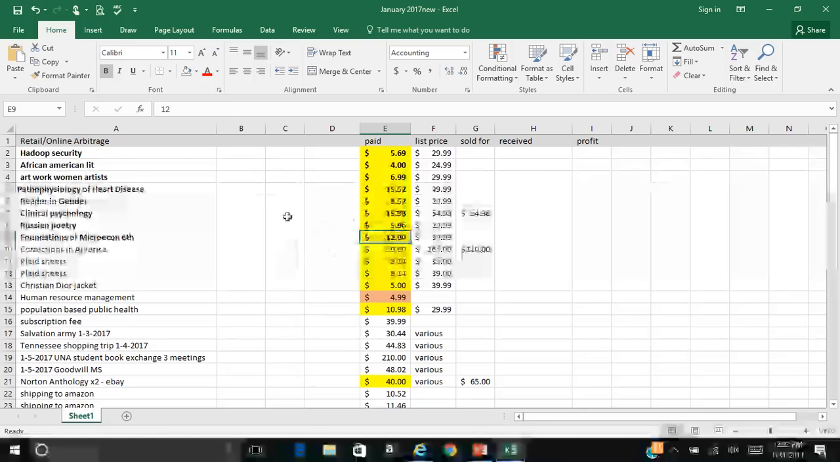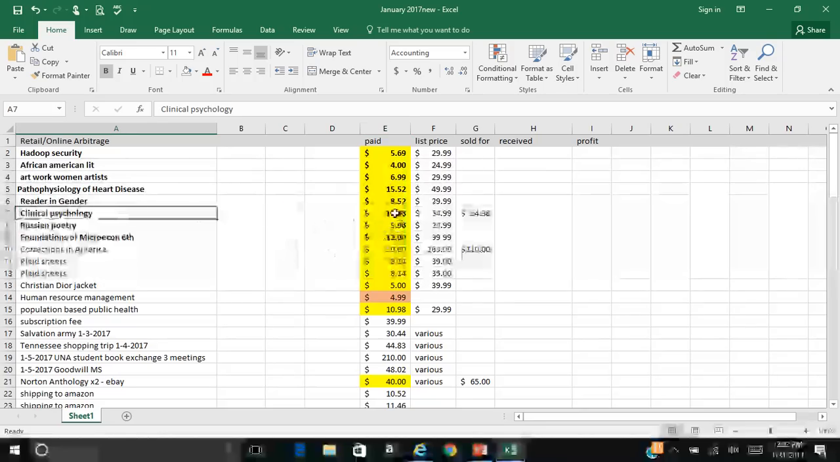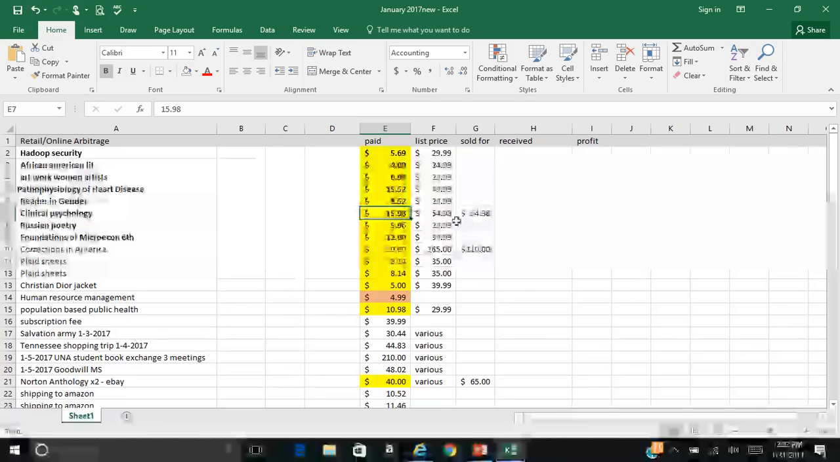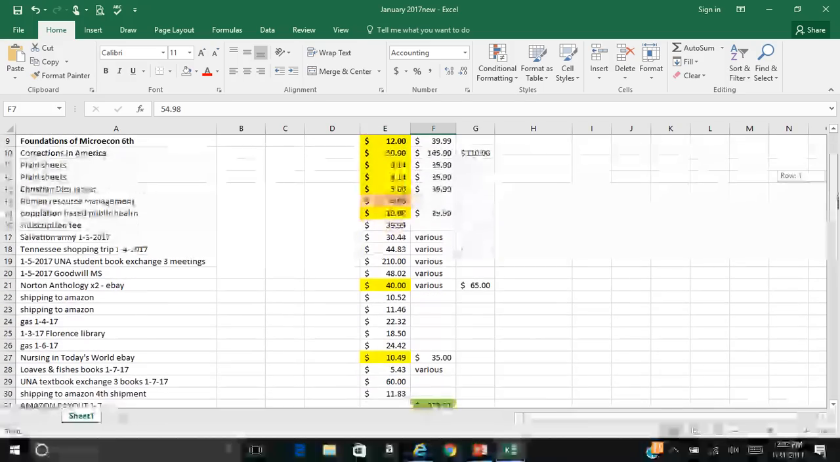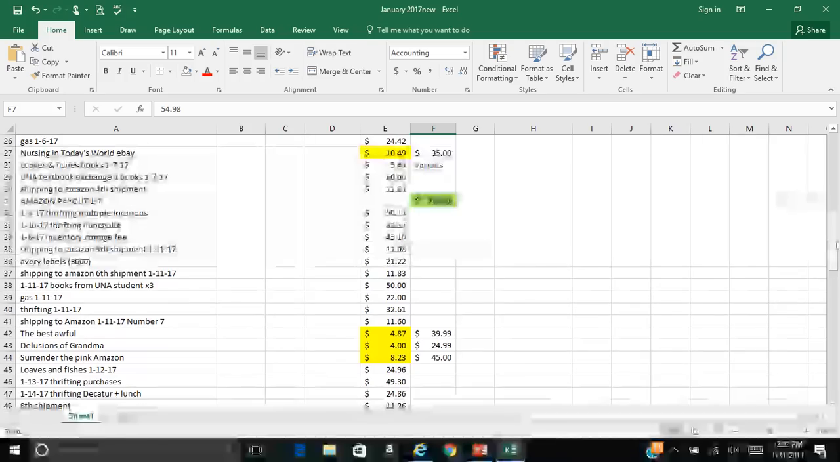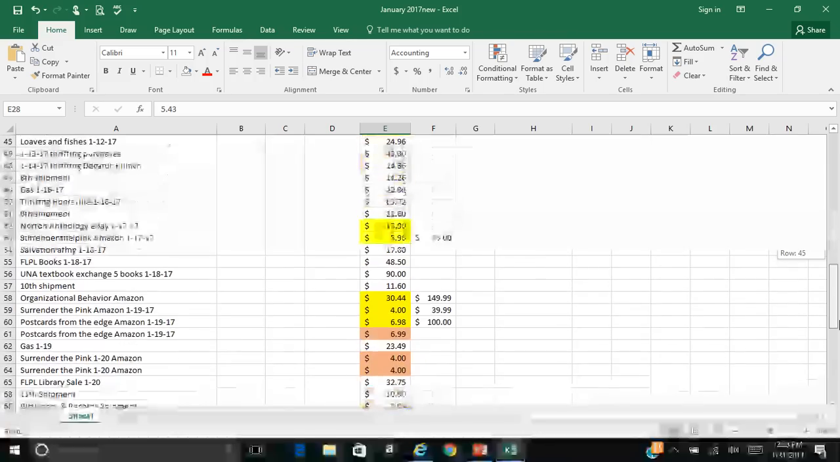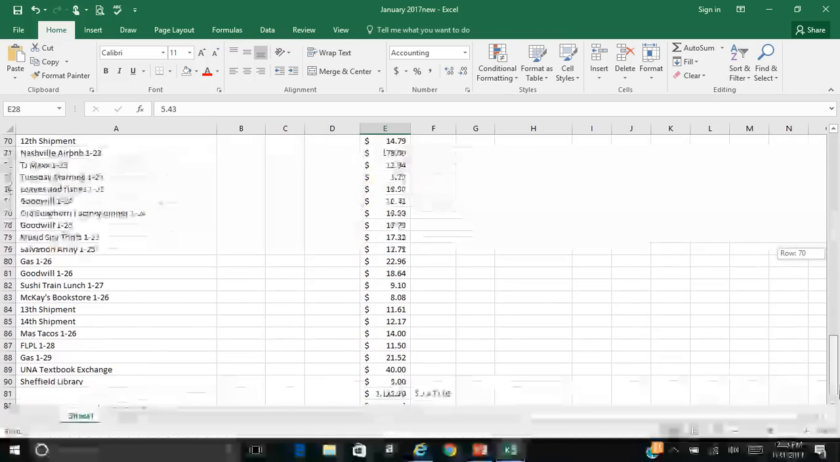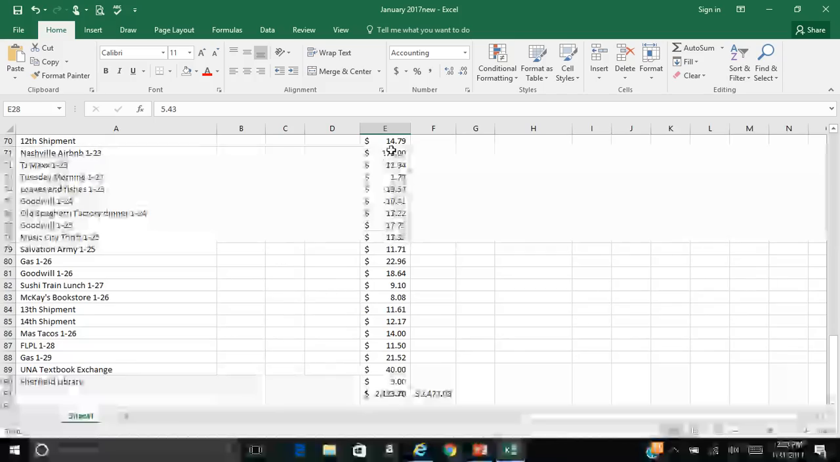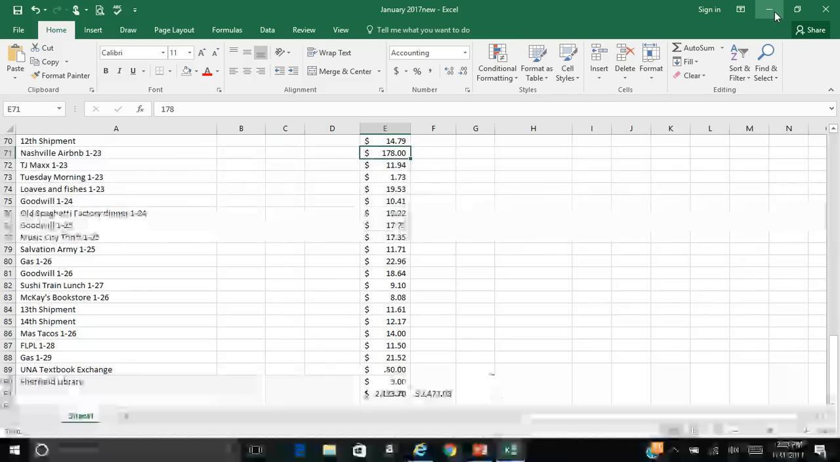I believe I had some of these in my sales update videos. Clinical psychology, I bought that for $16 on Amazon and resold it for $55 on Amazon. So I was just trying to keep up with that. But this column is my total cost of goods and also my gas and my thrifting trips. I also spent some money on an Airbnb going to Nashville to do a thrifting trip, so I put that on here as well. That was $178. So I'm very happy with my first month.